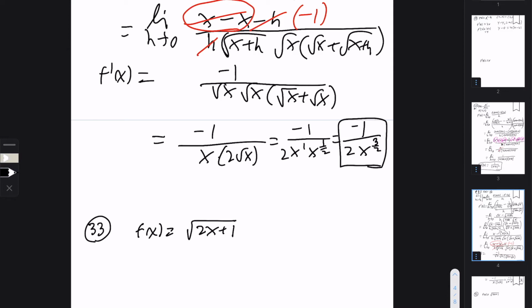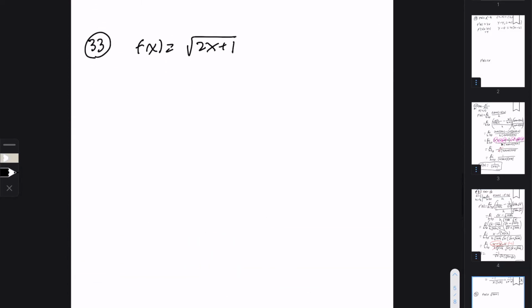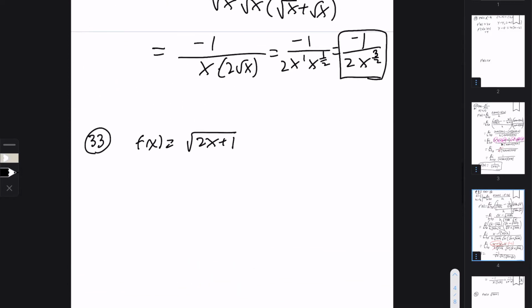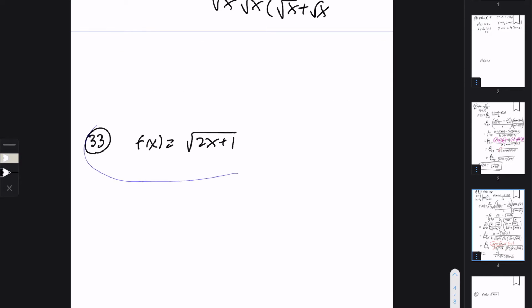All right, we are going to move to 33. We've got a couple more to go. I'm going to eliminate this to give myself some room. And I'm going to move this up.